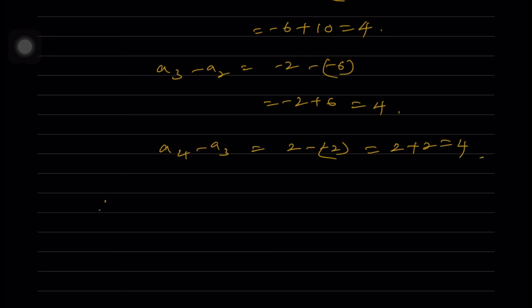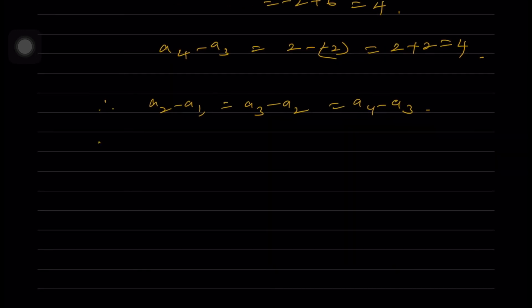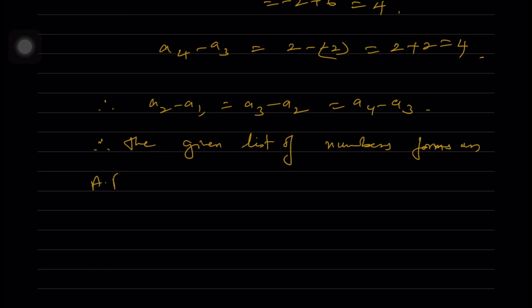Therefore the common difference is the same throughout. Therefore A2 minus A1 is equal to A3 minus A2 is equal to A4 minus A3. So therefore the given list of numbers forms an AP with common difference d equal to 4, and the next 3 terms are what we'll see.